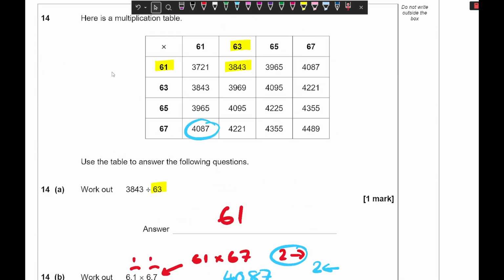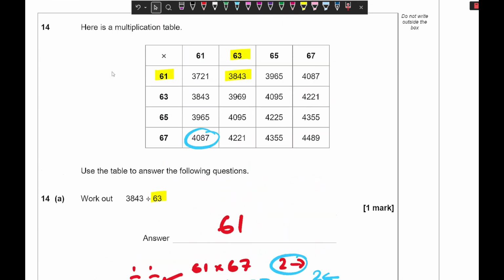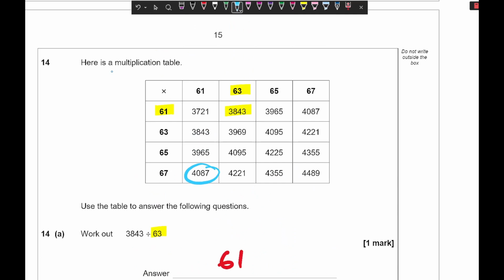Now if I go back to the table, and again for part C I want to do 63 multiplied by 66, and what you're looking for here is the closest possible number. So here I know that 63 times 65 is 4095. So then to get 63 times 66, all I then need to do is add an extra 63.